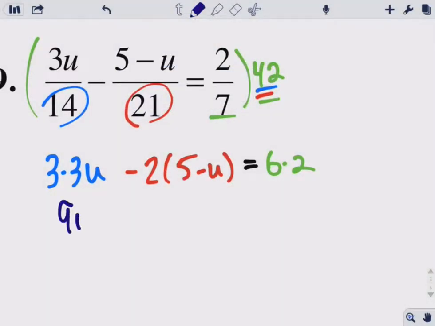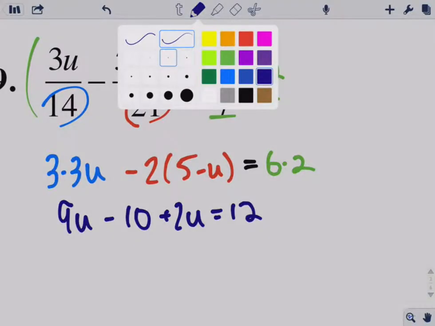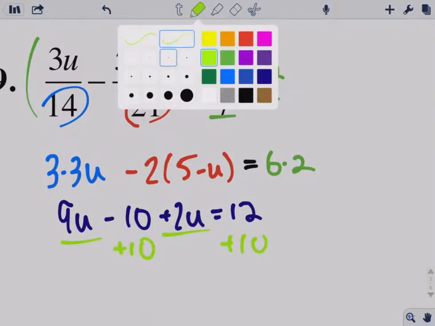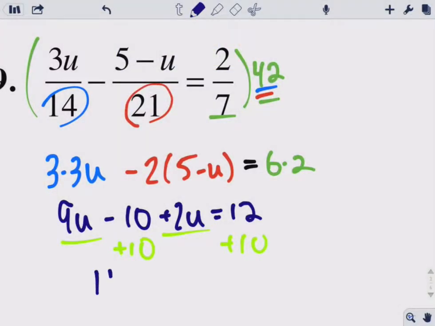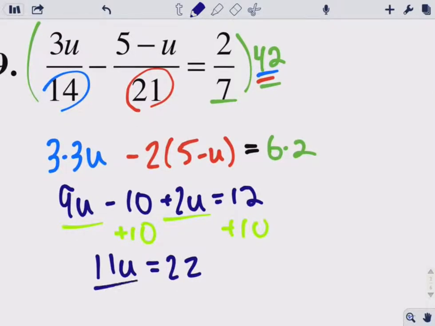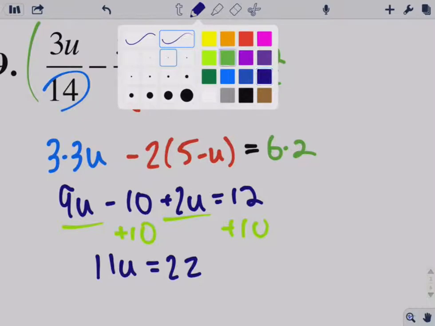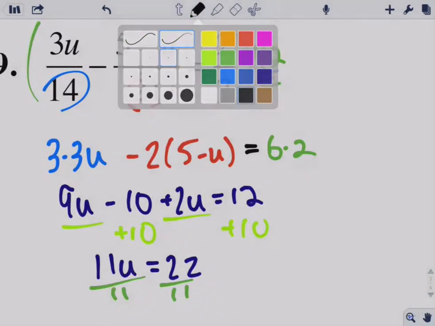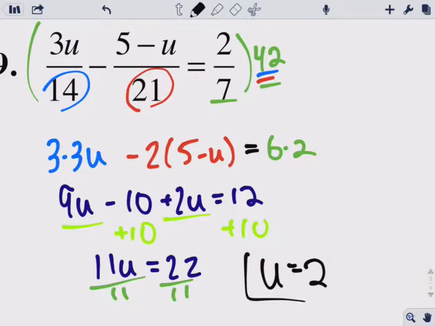I get 9u minus 10 plus 2u is equal to 12. Add the 10 over, combine like terms. And so I get 11u is equal to 22. Divide by 11. So I get a nice answer of u is equal to 2.